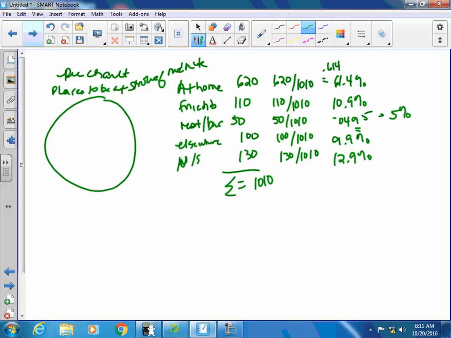Now technically, what should all these percents add up to? They should add up to 100. And we did a lot of rounding. This is an odd amount. So sometimes what happens is it doesn't exactly add up to 100. So let's try it.